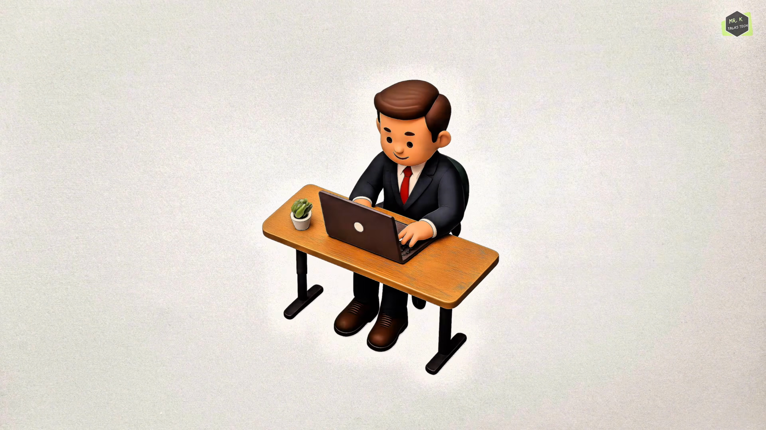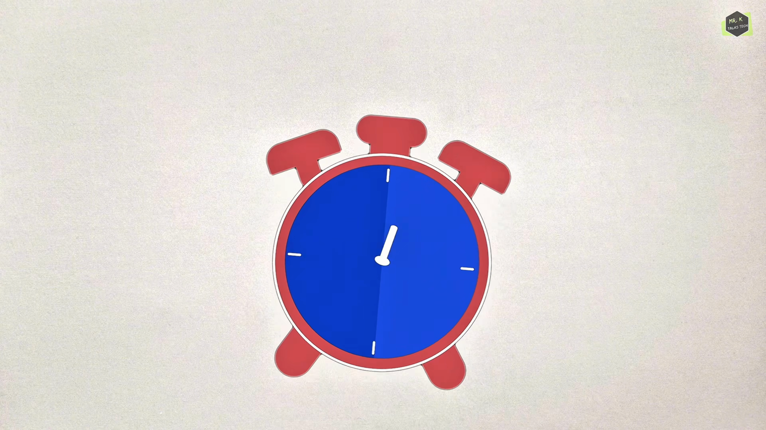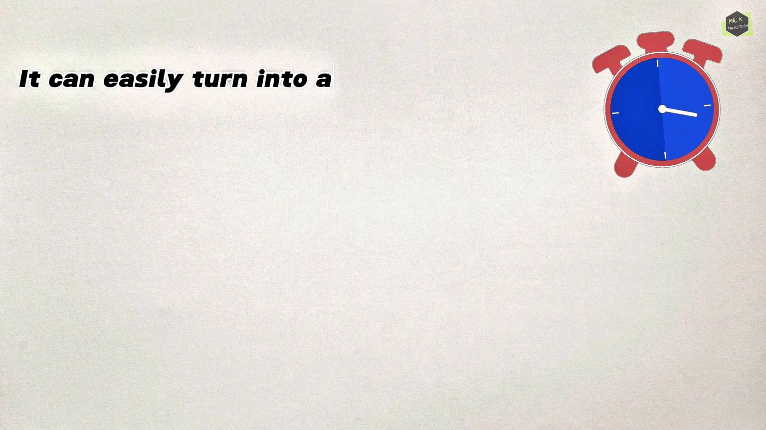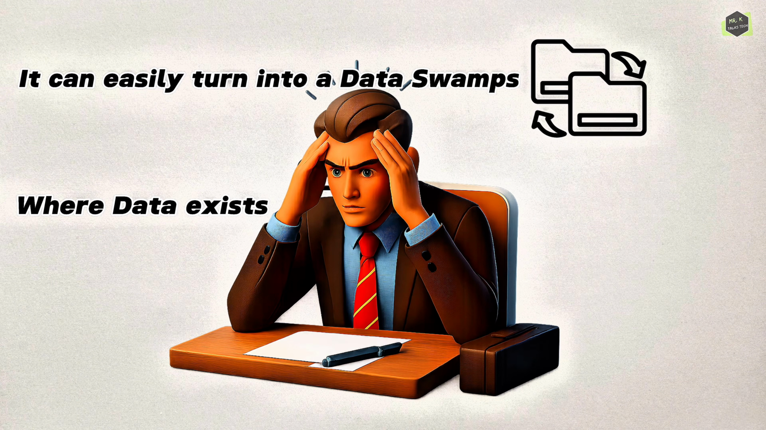But if you don't apply proper structure, governance, and naming conventions, over time it can easily turn into a data swamp where data exists but no one trusts or understands it.